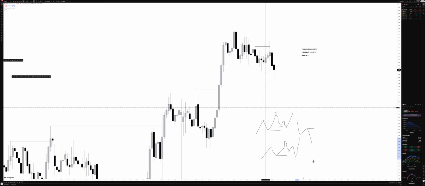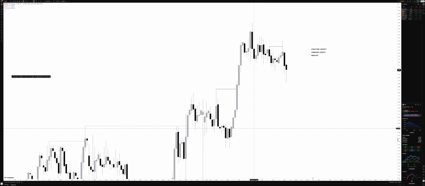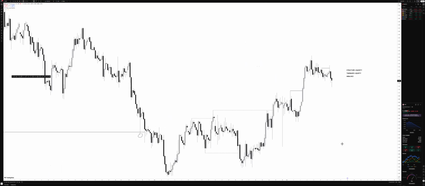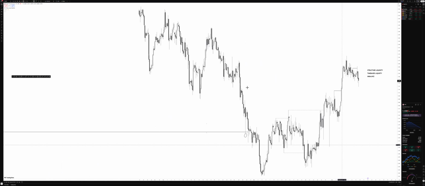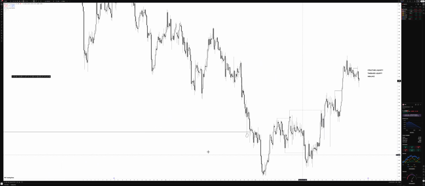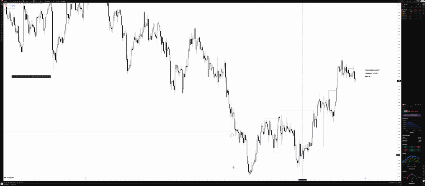For example, let me use this. Like I said, I want to use today's short as a case study for you guys. If I zoom out on GBPUSD, I can understand that structurally we are bearish. The swing structure is bearish, and since we are still bearish, this is the internal structure range. These are the internal structure ranges.